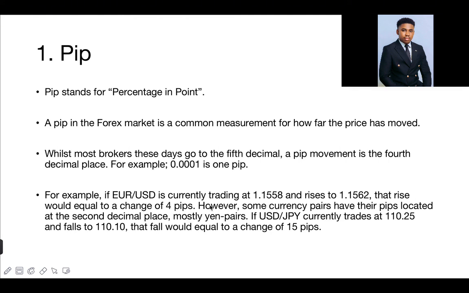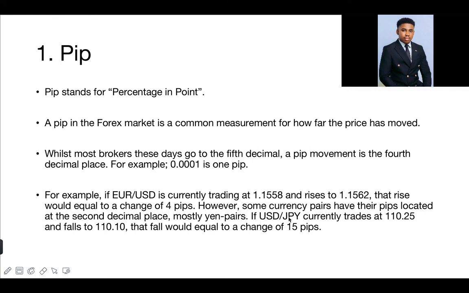So let's continue. However, some currency pairs have their pips located at the second decimal place, mostly yen pairs. So in as much as the PIP is the fourth decimal place on most currency pairs, some currency pairs like the Japanese yen pairs are structured differently, so they have theirs on the second decimal place. I'll give you an example here.